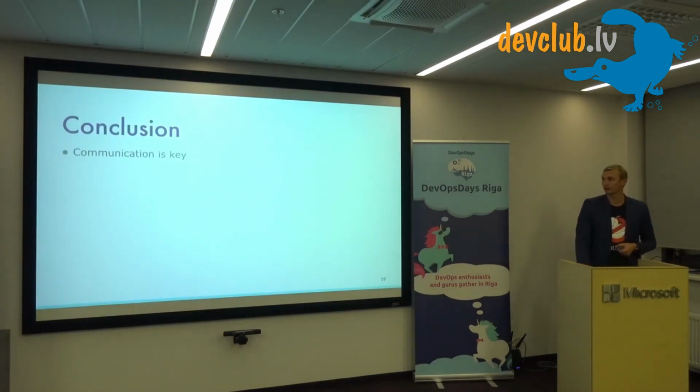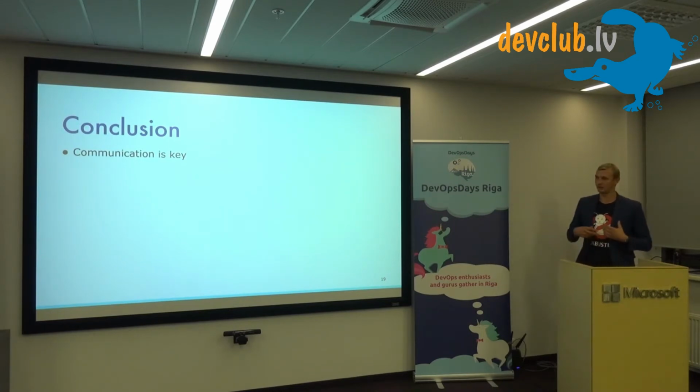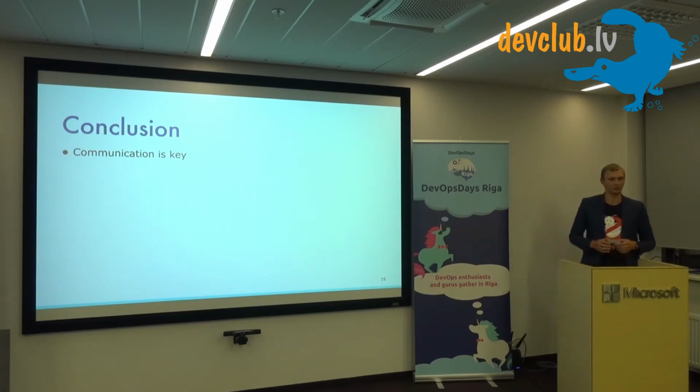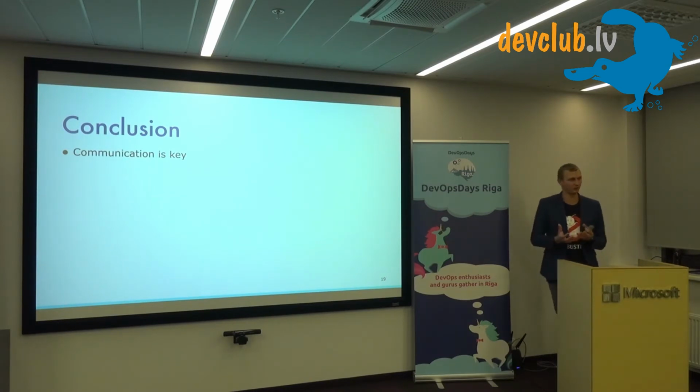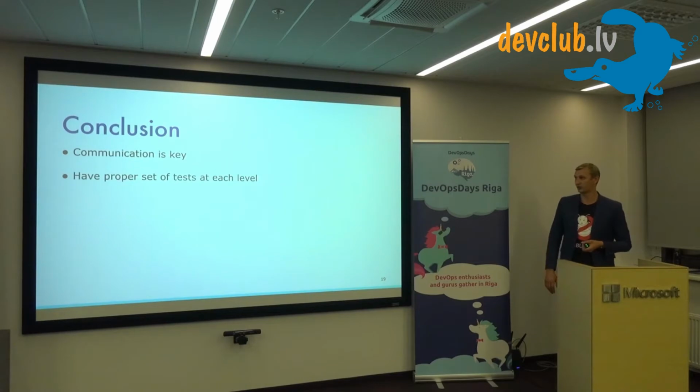And conclusions. In teams, communication is key. As I mentioned, the whole team is involved in creating a quality project. So not only QA is responsible for testing the development outcome, but our team should check if the whole process, how they are developing their system, is working okay, if we can improve something there or not. And of course, have a proper set of tests at each level that refers to the test pyramid.